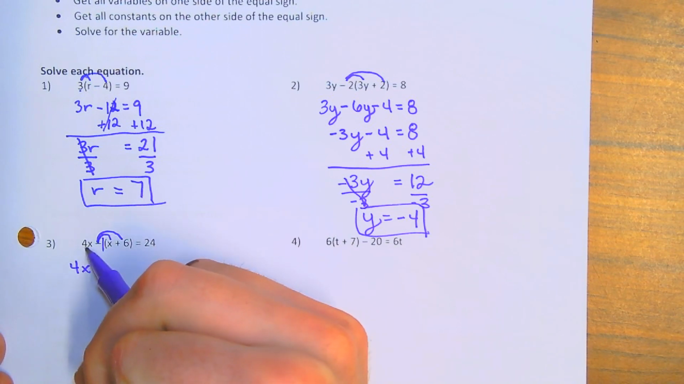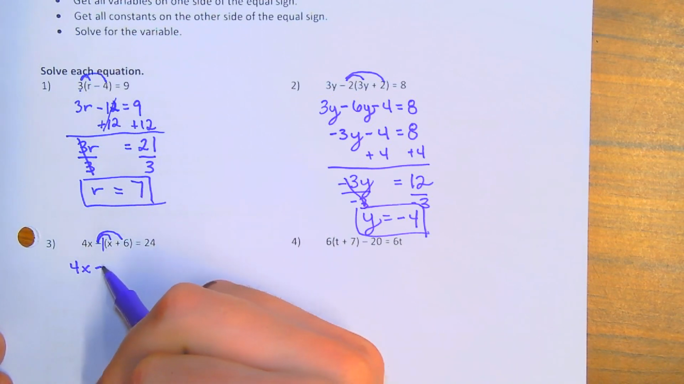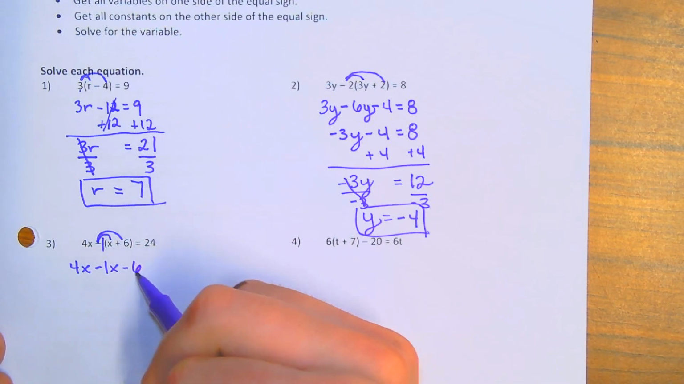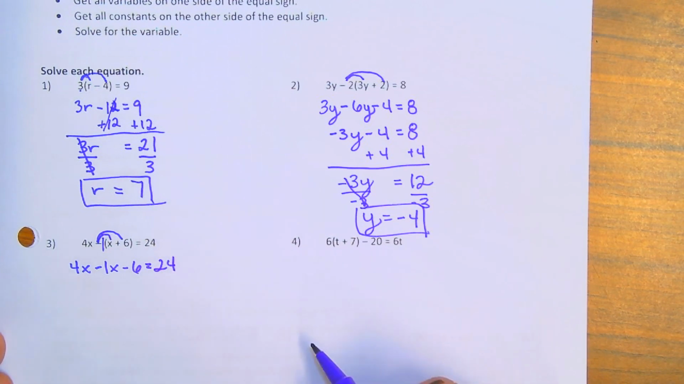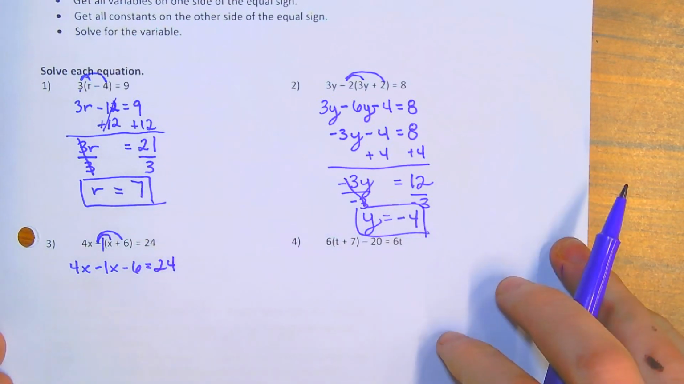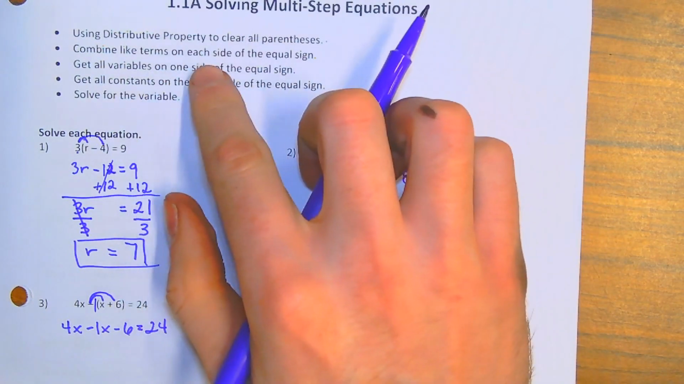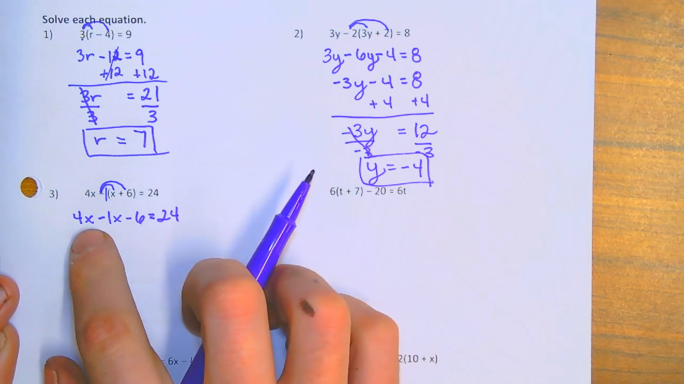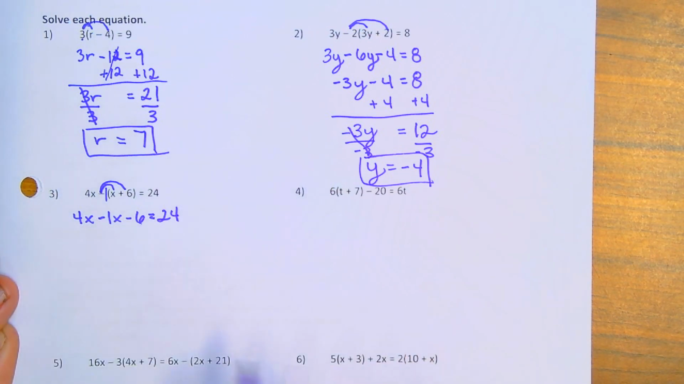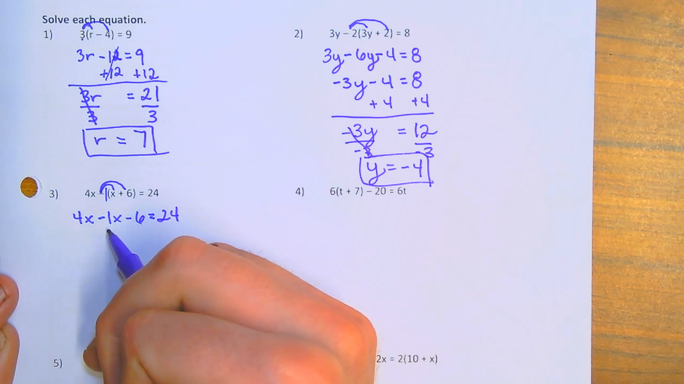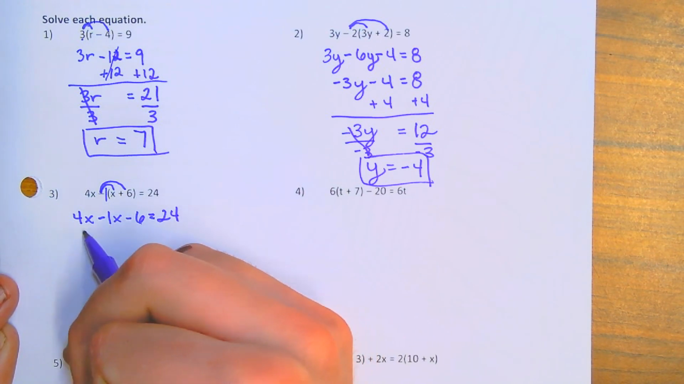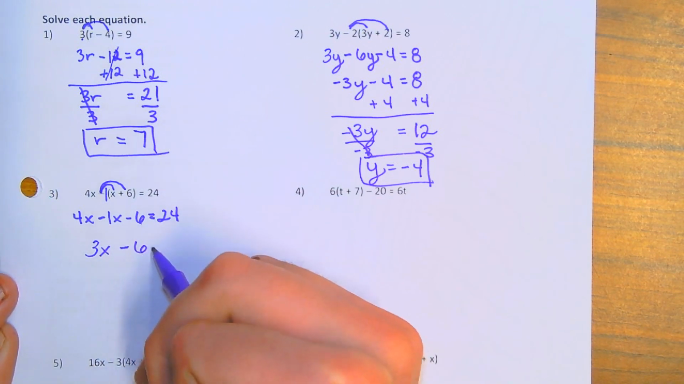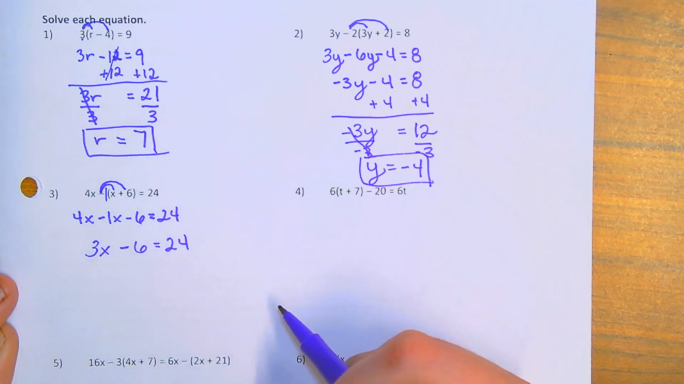Now, what'll happen if I do that? Well, we get 4x, and negative 1 times x will give us minus 1x, and minus 1 times 6 will give us minus 6 equals 24. Next step, as it says before, is to combine those like terms on each side of the equal sign. Like terms means that we have something in common. These both have an x, so we have to do 4 minus 1 to get those x's into one term. 4 minus 1 being 3, and again you just tack on your x. Minus 6 equals 24. Okay?